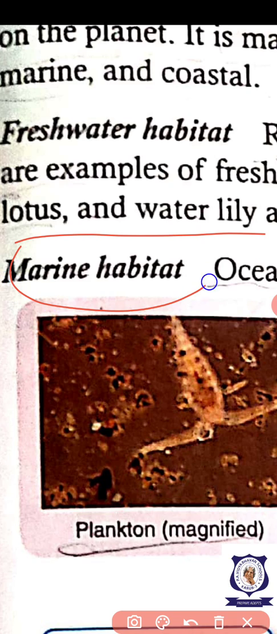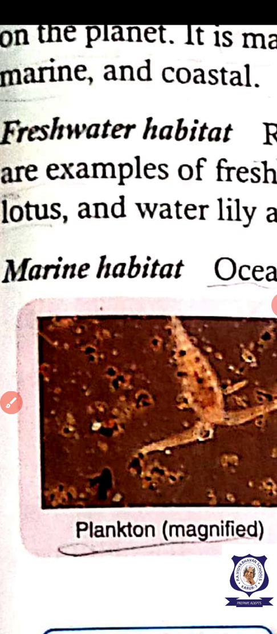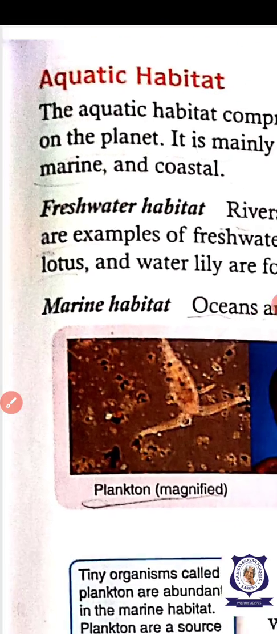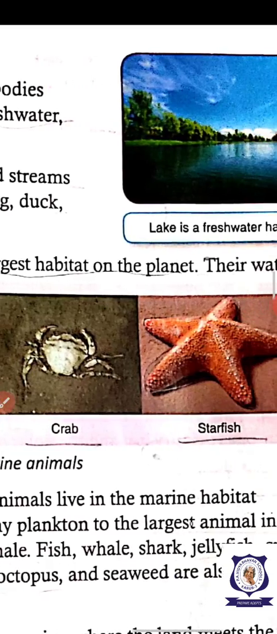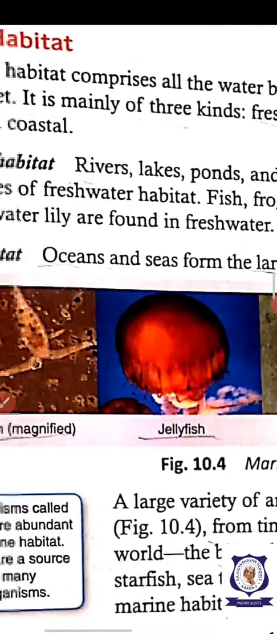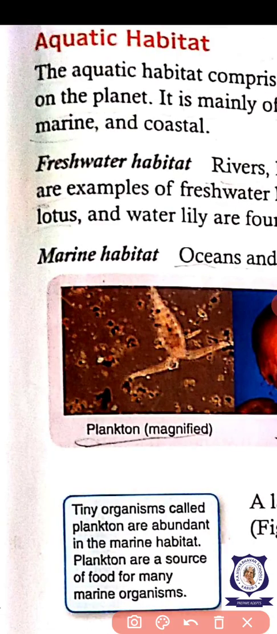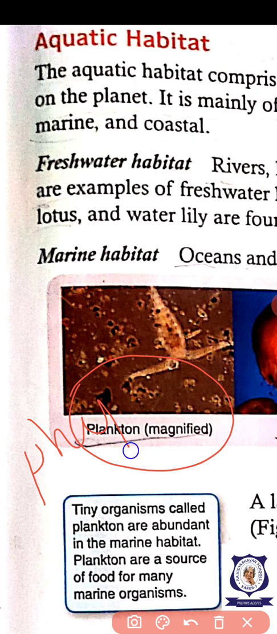Next, marine habitat. Marine habitat includes the ocean and the sea. What will be there? There will be the jellyfish, crab, starfish, okay, and the planktons. What is this plankton? Planktons are the very smallest organisms. In this itself 2 types of planktons are there. What are the 2 types? Phytoplankton and zooplankton.